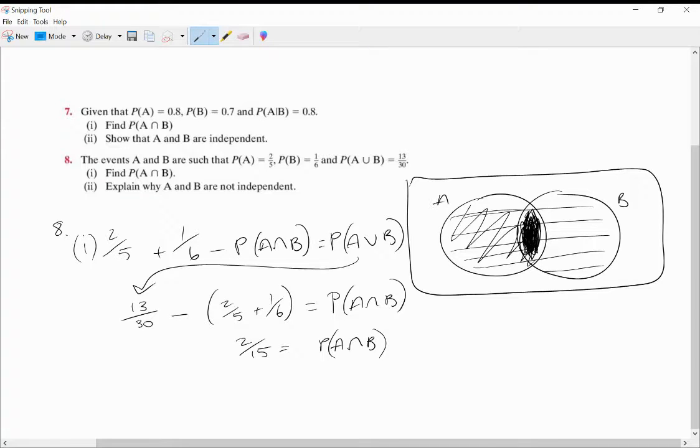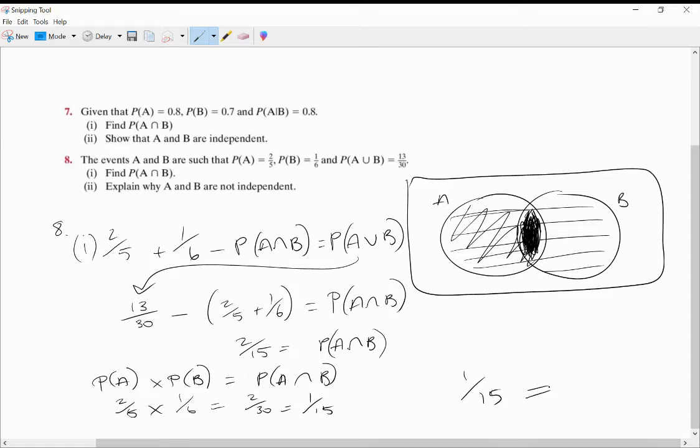Now, remember that if two events are independent, then the probability of A times by the probability of B is equal to the probability of A intersection B. So in this case, we had A was 2/5, B was 1/6. So if we multiply them, we get 2/30, which is 1/15. And 1/15 does not equal to 2/15, which we found. So therefore, they are not independent.